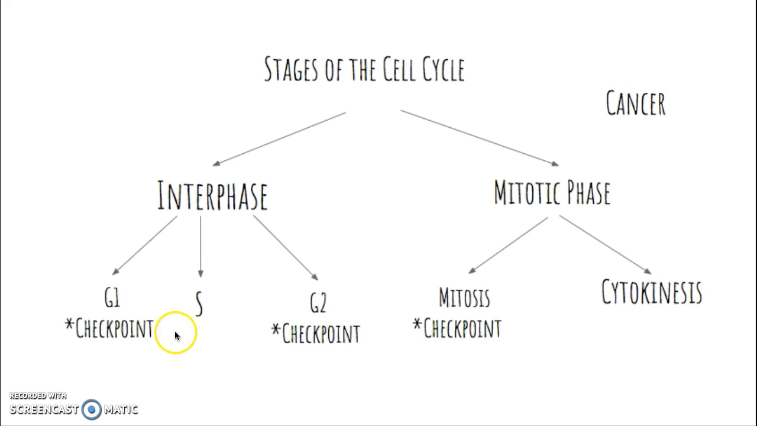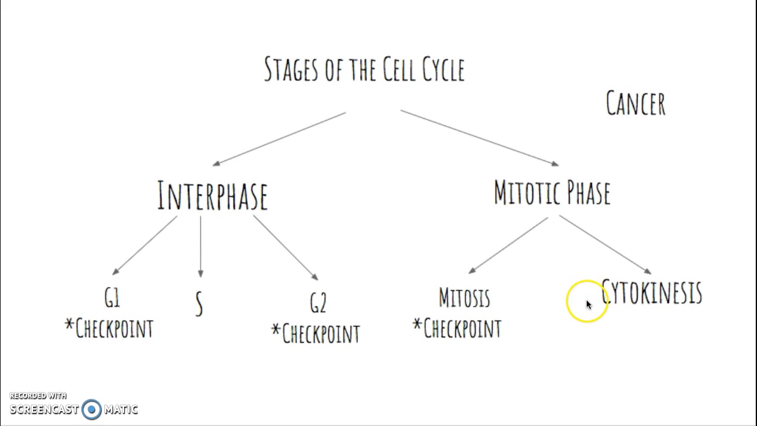G1 is when the cell grows, and towards the end, there's a checkpoint. A checkpoint is a series of tests that the cell must pass before proceeding into the next phase of the cell cycle. Once it passes the checkpoint, it moves on to the S phase, where the DNA is replicated. After this, the cell grows more in the G2 and goes through a separate checkpoint right before entering the mitotic phase. The mitotic phase consists of two stages. The first one is mitosis, and the second one is cytokinesis.